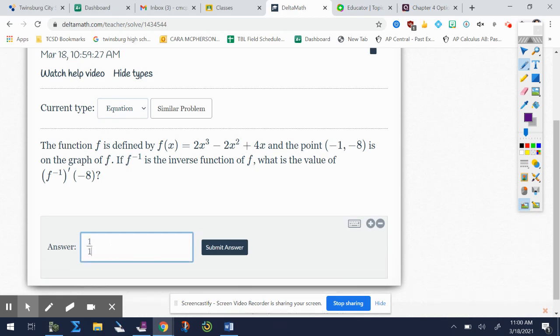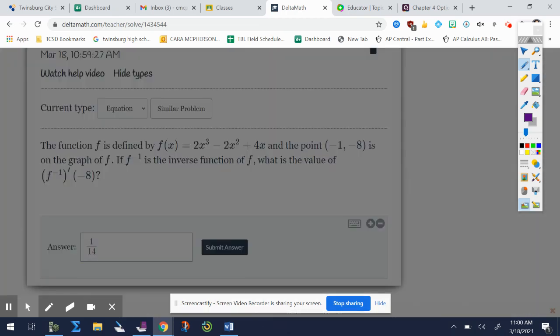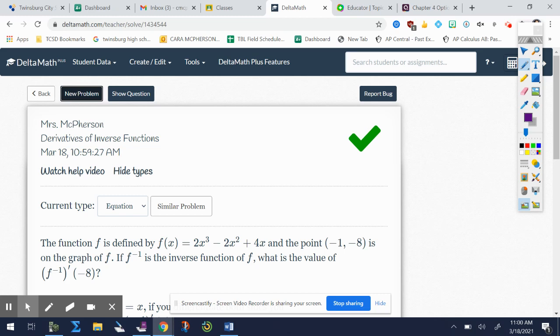You're going to type in your number, get your answer. So that is how we work with derivatives of inverses if you're specifically given in an equation format.